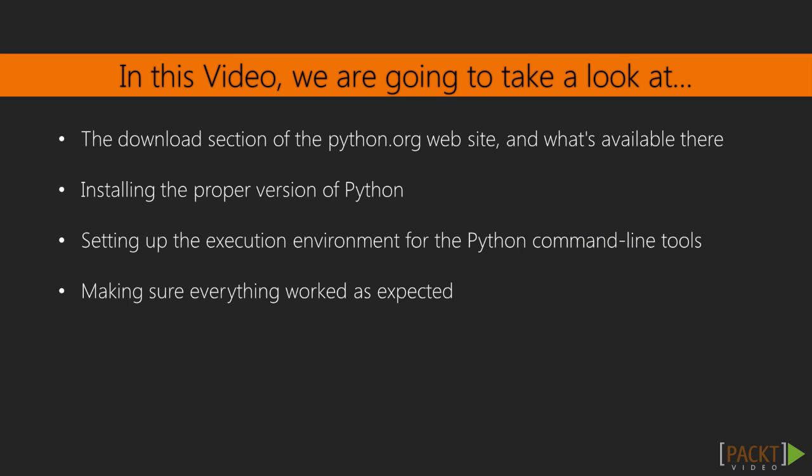We're going to take a look at the python.org download page, which is, of course, the authoritative place to find Python. We're going to learn a little bit about which versions of Python exist and which we should choose for the course. Then we'll move on to how to set up for this course. Finally, we'll check that everything worked the way we wanted.